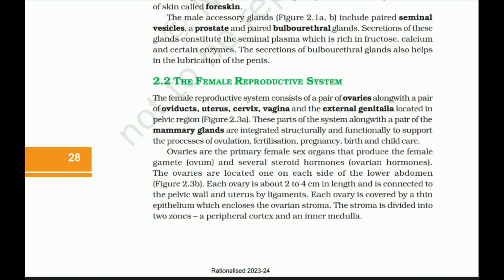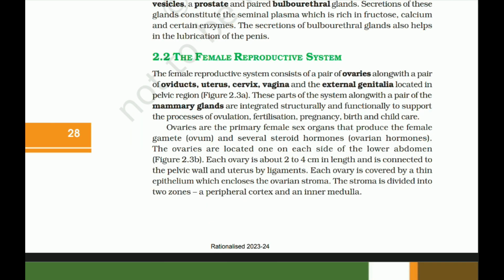2.2 The female reproductive system. The female reproductive system consists of a pair of ovaries along with a pair of oviducts, uterus, cervix, vagina, and the external genitalia located in pelvic region, figure 2.3a. These parts of the system, along with a pair of mammary glands, are integrated structurally and functionally to support the process of ovulation, fertilization, pregnancy, birth, and childcare.